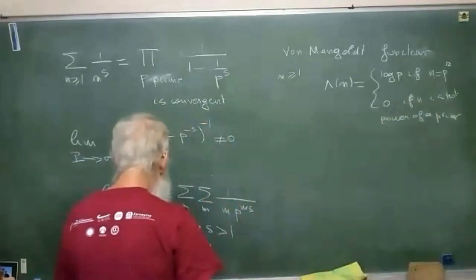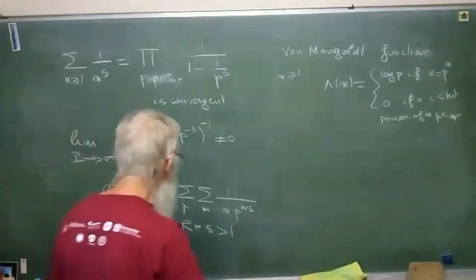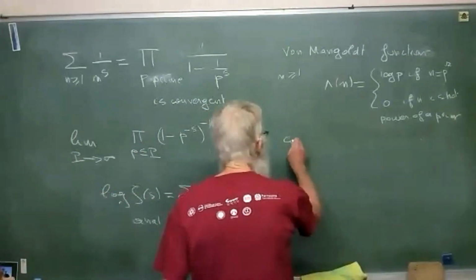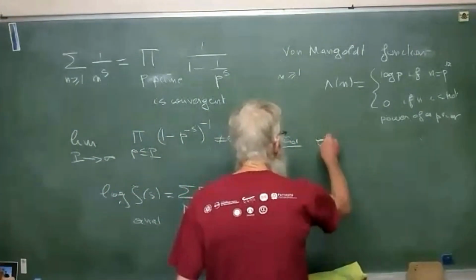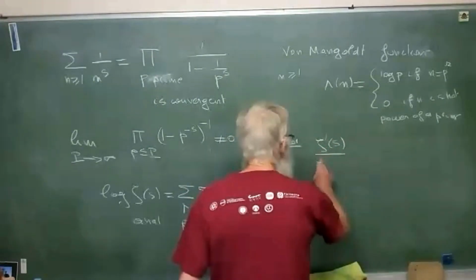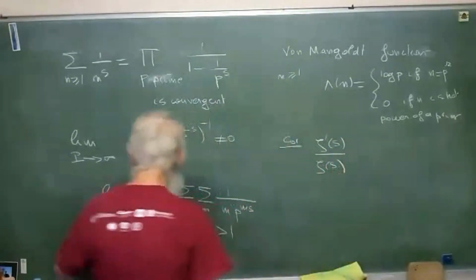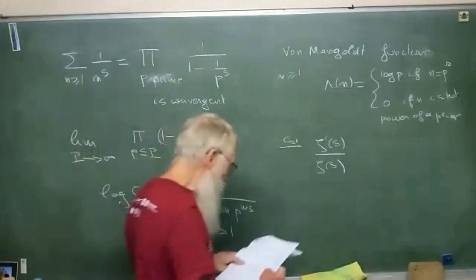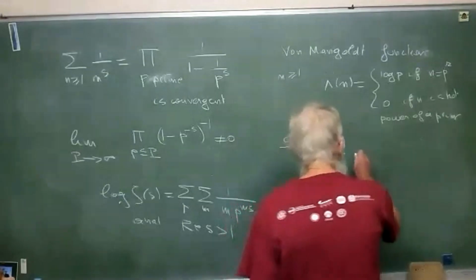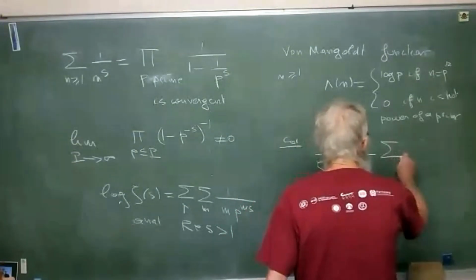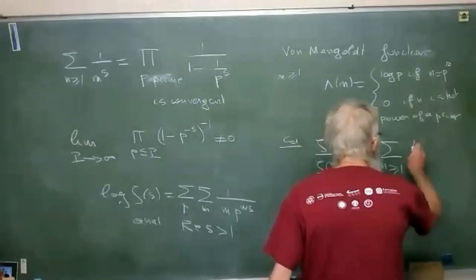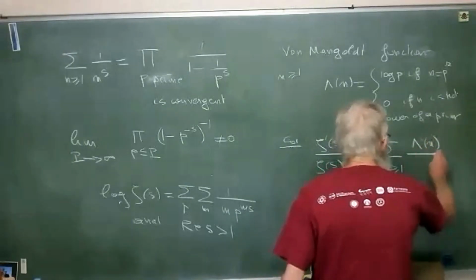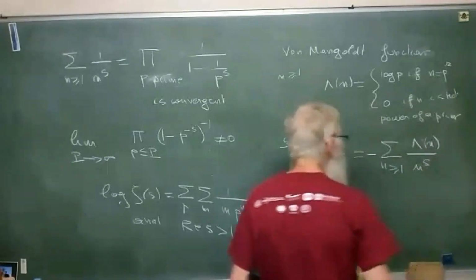So if we take this definition here, you see that the result which is here will give something if we take the logarithmic derivative. So the corollary is that zeta prime of s divided by zeta of s, which is the derivative of the left-hand side, is minus the sum for n greater than or equal to 1 of lambda of n divided by n to the s.